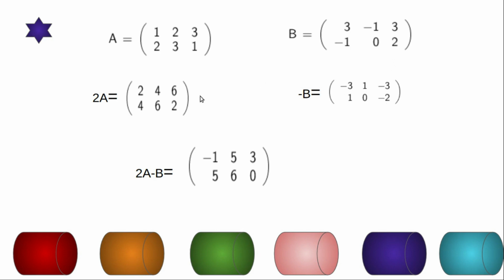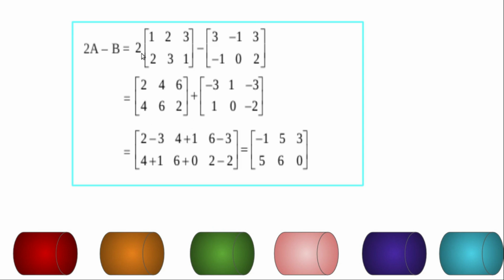Then add these two, 2A plus minus B. 2 plus minus 3, minus 1. 4 plus 1 is 5. 6 plus minus 3, that is 6 minus 3, 3. 4 plus 1, 5. 6 plus 0, 6. 2 plus minus 2, 0.